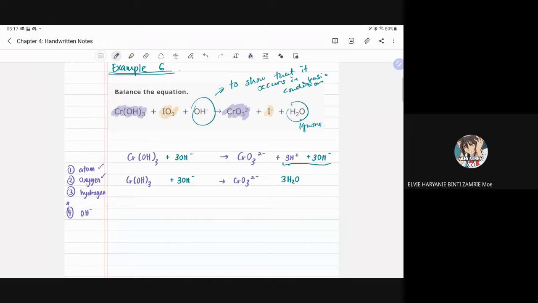Okay, and then forming CrO3 2-. Now, sekarang apa yang berlaku? Charge dia tak balance. Atom semua dah balance. Cr ada 1, Cr ada 1. Oksigen ada 3 tambah 3, 6. Hydrogen ada 3 tambah 3, 6. 6 juga. But the charge here, this is 0. This is negative 3. Okay. And then this is negative 2. This is 0. So kita kena tambah elektron.